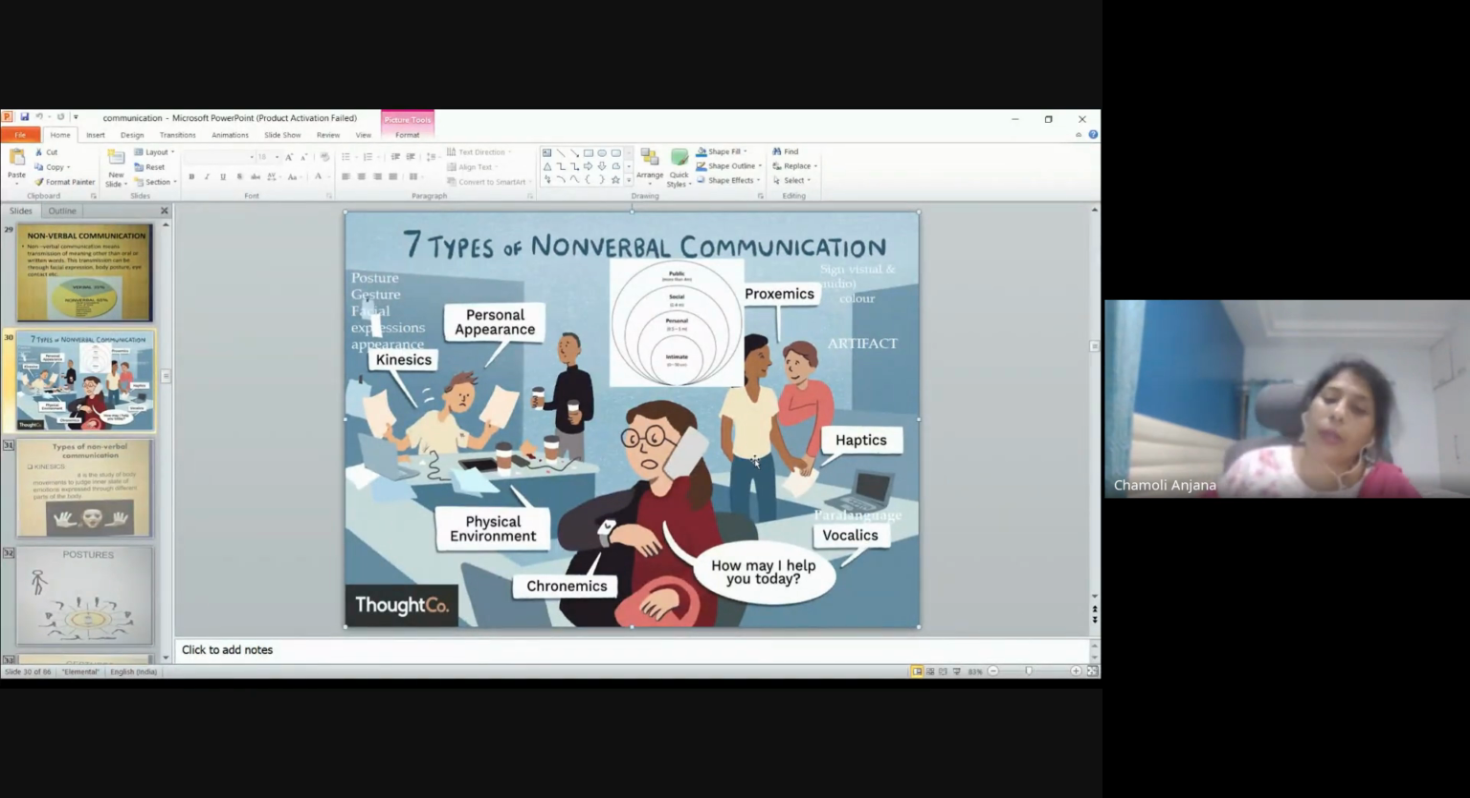So generally, when you keep a hand around the shoulder, it shows being friends. But the same kind of shoulder holding and then pressing the shoulder shows a wrong kind of touch. So that gives the intention of the person is wrong. So the touch also will indicate different types of meaning. That is about the haptics.